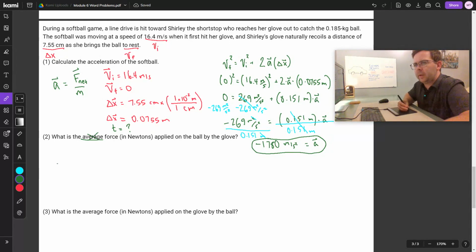ball. Now we can use Newton's second law to find this force. The net force on the ball is equal to the ball's mass times its acceleration. The net force is the applied force in this case. There's no other forces acting on the ball except for the glove. And so the force on the ball is its mass, which is 0.185 kilograms times the acceleration that we just found.